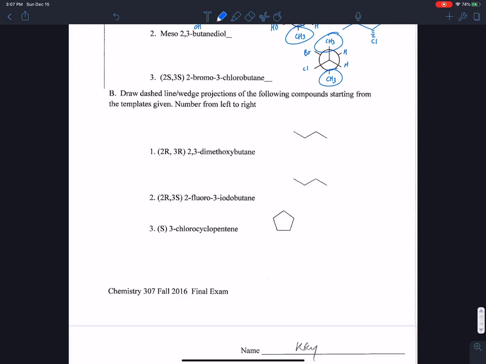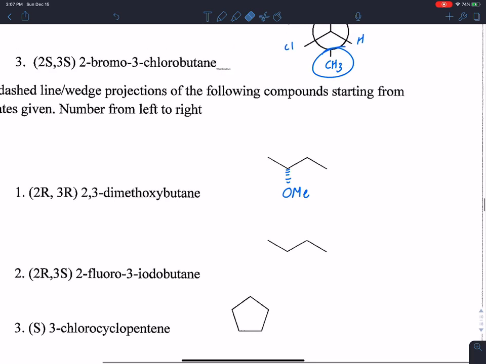Draw dash line wedge projections of the following compounds starting from the template given. Okay, we kind of just did this, but okay. 2,3-dimethoxybutane. We know methoxy is OCH3. So if I have to make an R here, well, this would go 1, 2, 3. That's going S. So I just have to make it dashed. O methyl. So now I would get 1, 2, 3. This is looking like S, but it's actually R. The other spot, 3 has to be R. So here would also need to be dashed. OCH3. So you can write Me or CH3. Let's write CH3. So I would get 1, 2, 3. This is S, but it's actually R. You flip it. So you would get that.